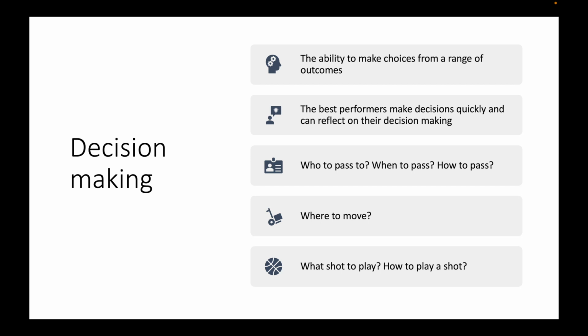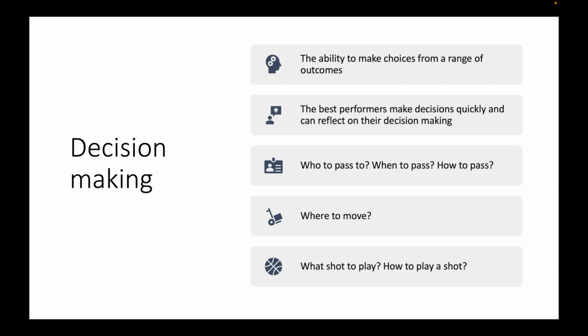The third sub-factor we're going to look at is decision-making. Now, decision-making is all about making choices. It's about choosing from a range of options or outcomes, and the best performers will make decisions really, really quickly, under pressure, in the heat of the moment, and they can then reflect on their decision-making. Did I make the right choice? And adapt their decision-making accordingly.